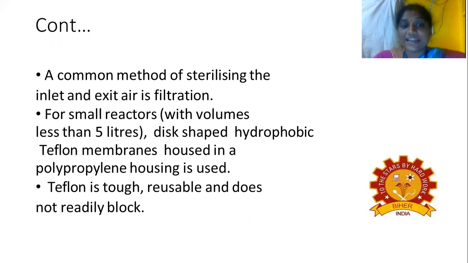A common method of sterilizing the inlet and the exit air is filtration. For small reactors with volumes less than 5 liters, disc-shaped hydrophobic Teflon membranes housed in polypropylene are used. Teflon is used because it is tough, reusable, and does not readily block.